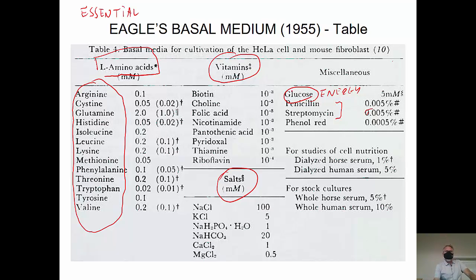And so what we notice here is that for all of these, we know the exact amounts of everything, and they're added in these exact amounts. Except down here, we see there's serum. We know the amount of serum, but again, the exact components in that serum are undefined. Are there any questions about any of that?